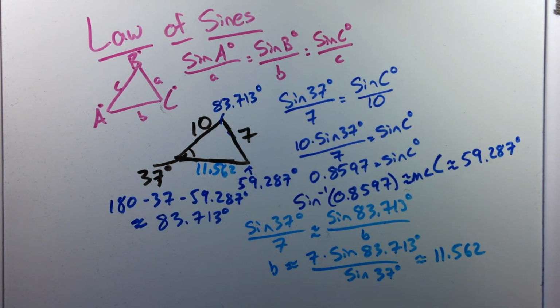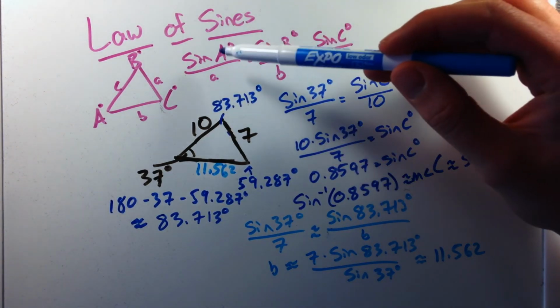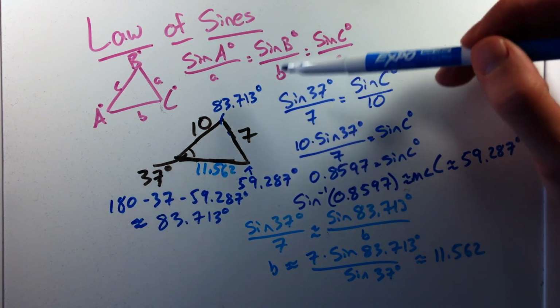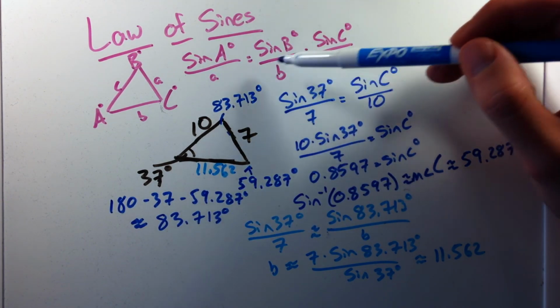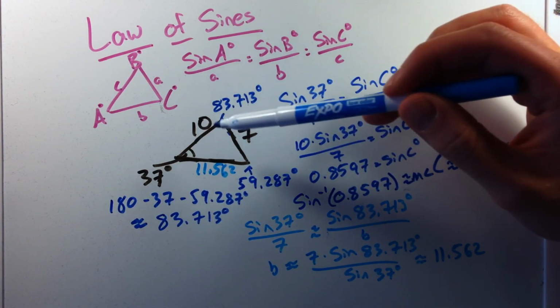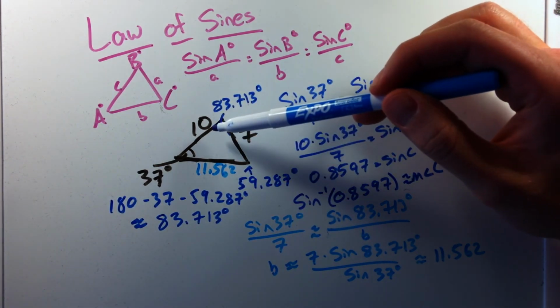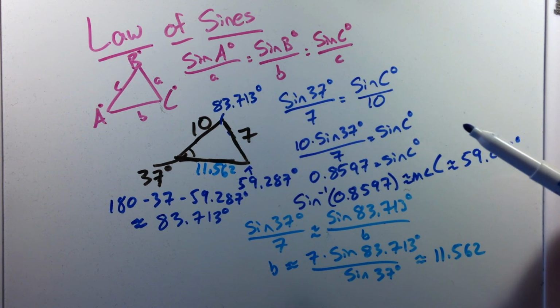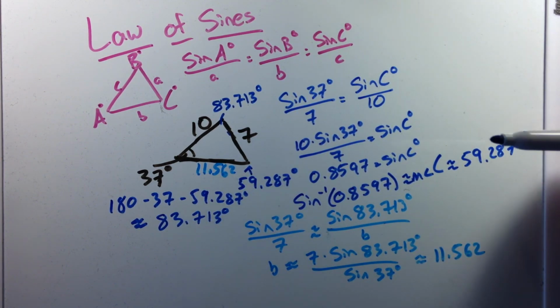It's hard to double check your work by plugging back into a problem. Of course, you could plug them all back in: the sine of 37 over 7, whatever that decimal should be, should equal the sine of 83.713 over 11.562, and the sine of 59.287 over 10 is equal to the same. So again, you can check that. They're pretty close. There may be a few decimal points off, but not too much. So those are two ways that you could check this problem.